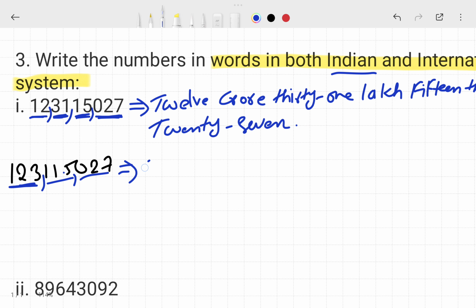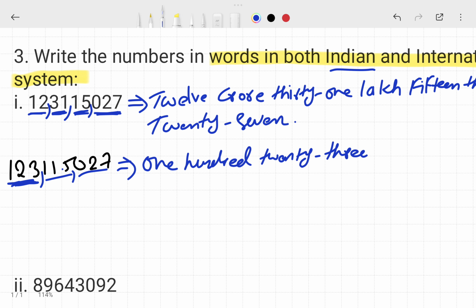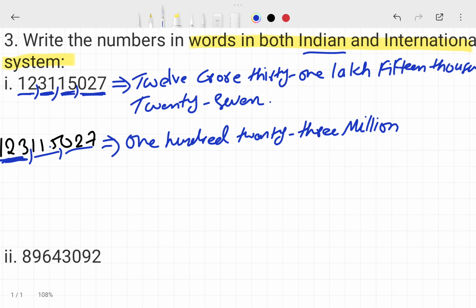So how can you write it? Simple. First we have to write 123. This is in the million place, so write million here. Over.